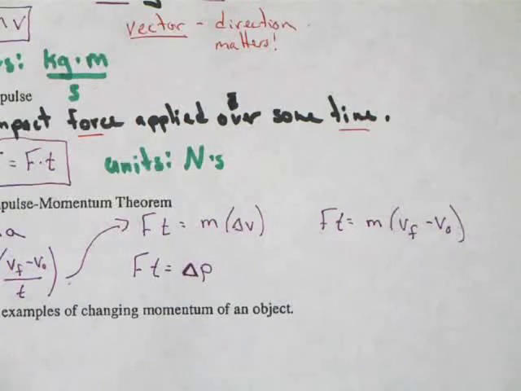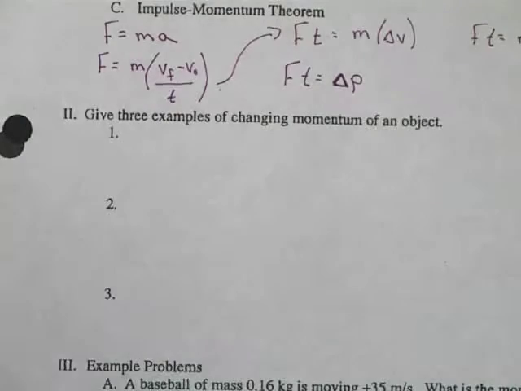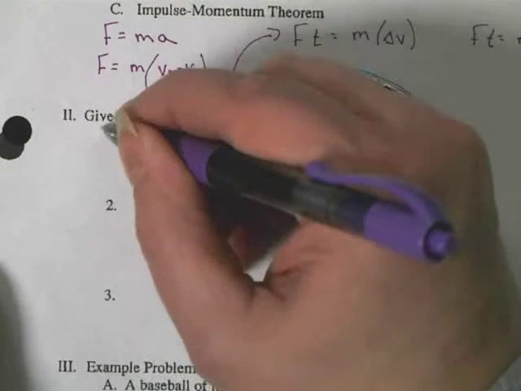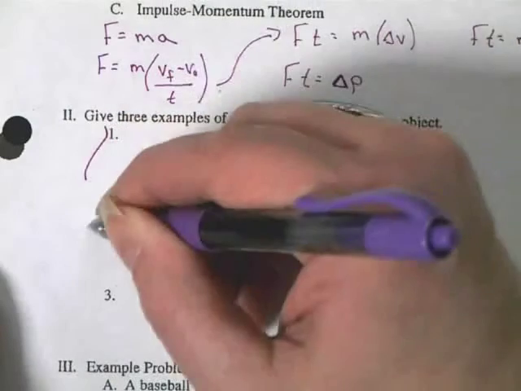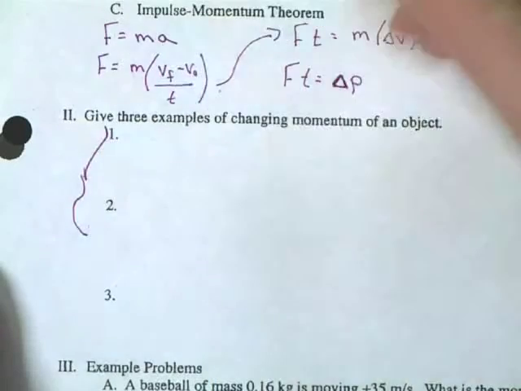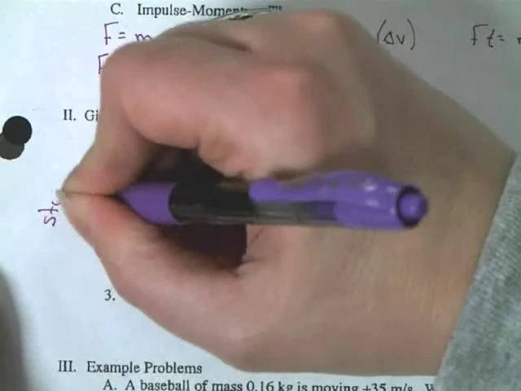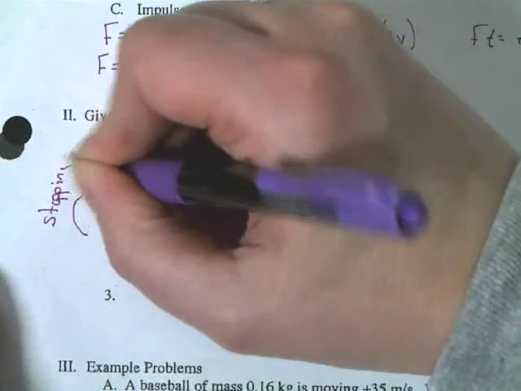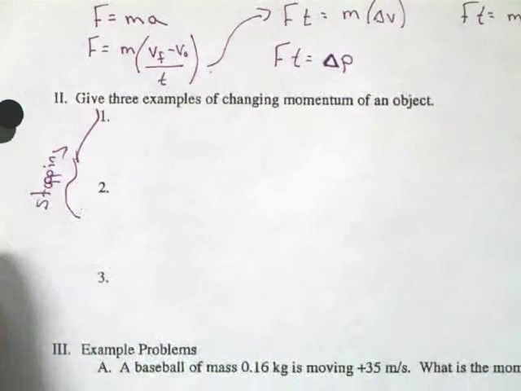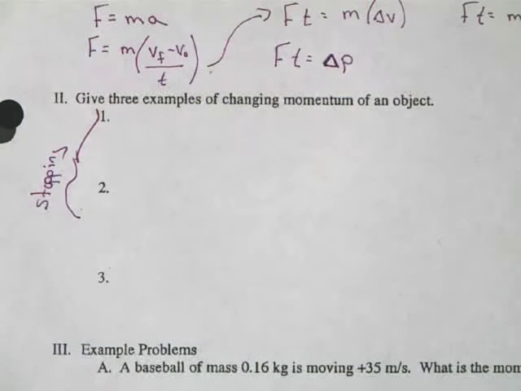Any questions about this before we give some examples? No questions, everyone's good. Okay, so I've got 3 examples I want to talk about today. The first 2 examples are going to be stopping examples. We're going to talk about an object stopping.